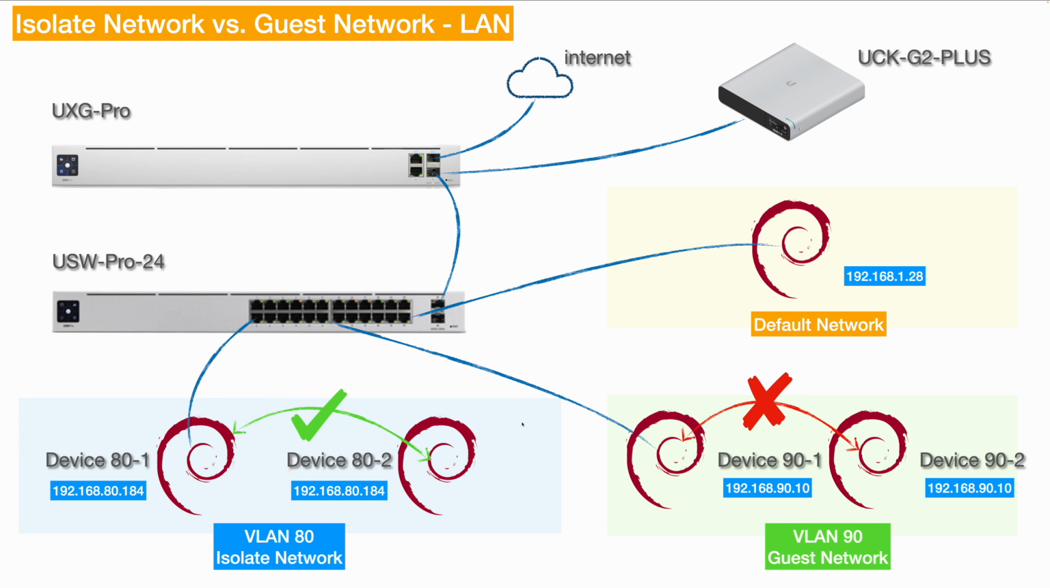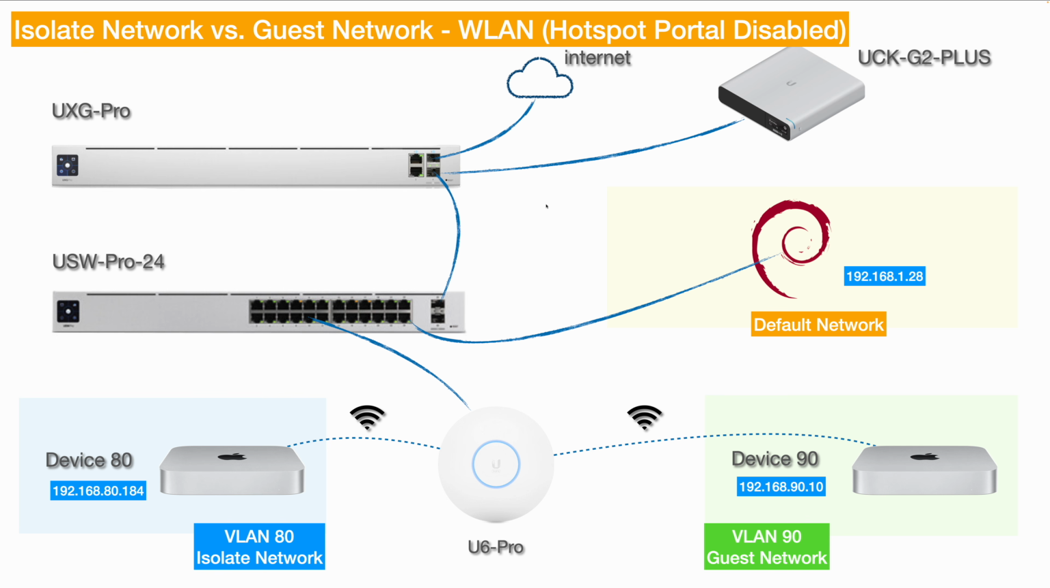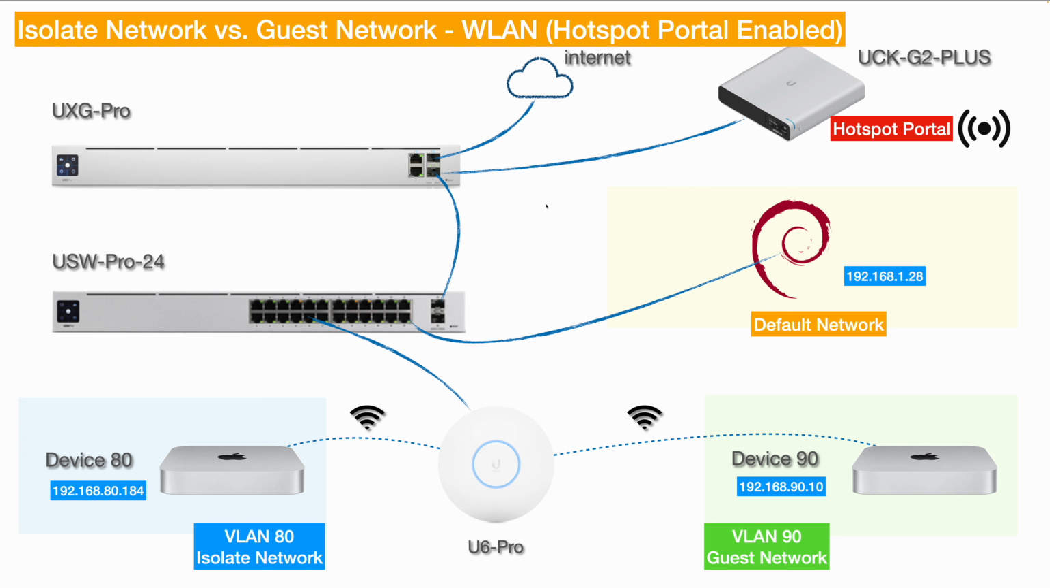We will compare their communications with different devices, for example, within the same VLAN, with other VLANs, and whether they can access the internet when the clients are all LAN clients. Then we will talk about Wi-Fi. When the hotspot portal is disabled, whether the Wi-Fi clients of the two different VLANs are able to access the internet. The third part, we will enable the hotspot portal. Let's see whether the internet access behaves differently.